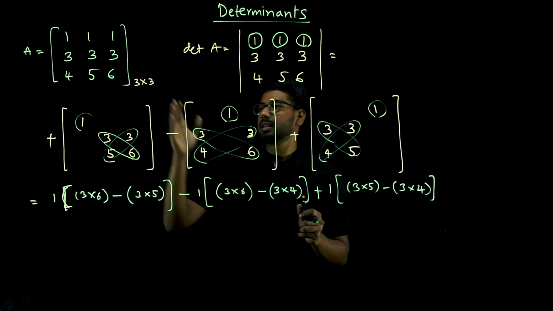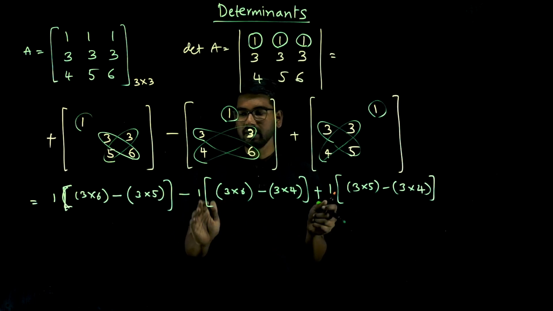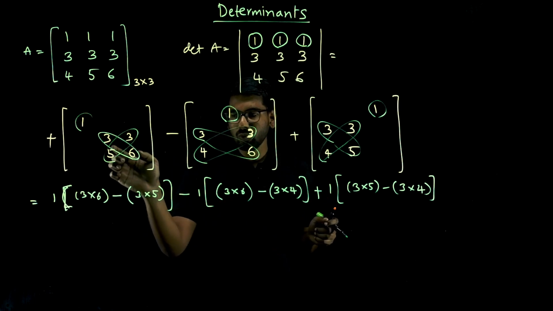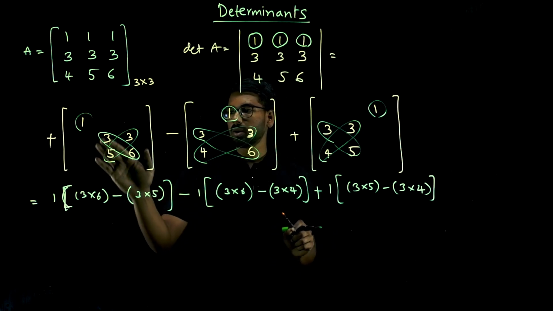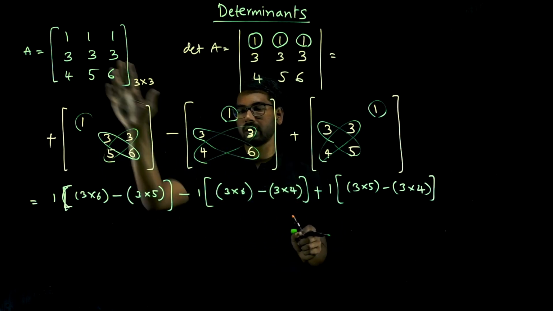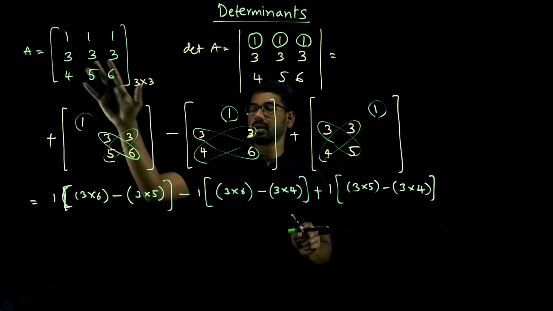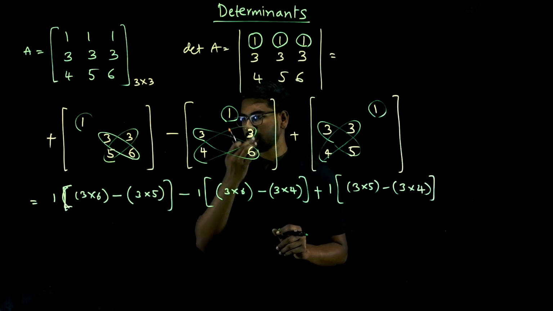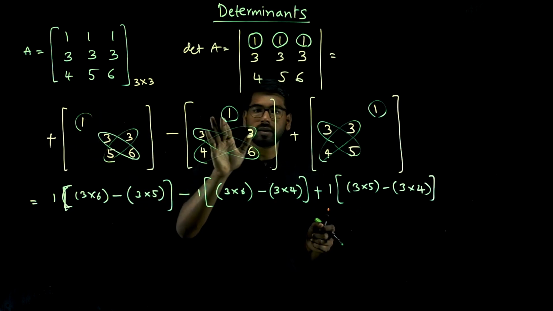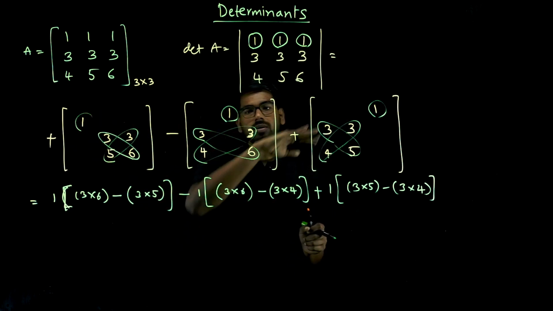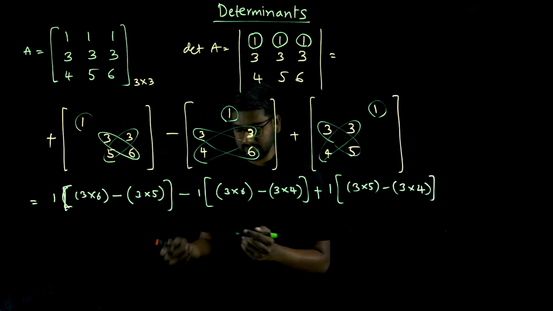Okay, to find the determinant of a 3 cross 3 matrix, we need to do 2 cross 2 matrix determinants 3 times. Okay, and also we need to follow this plus minus plus rule and multiply the upper row, the first row elements like this. Okay, so what will we get here?